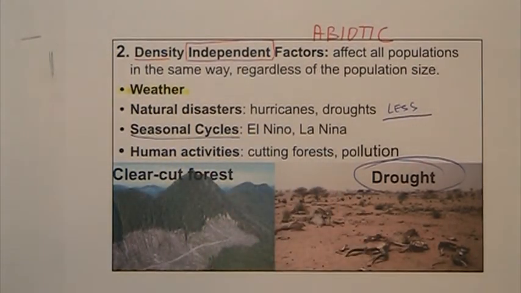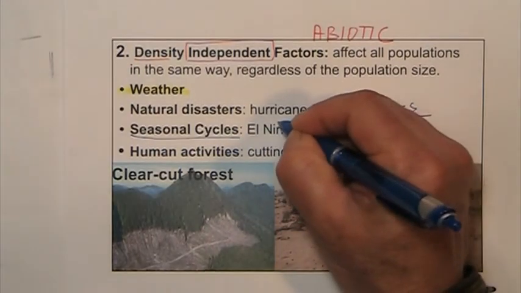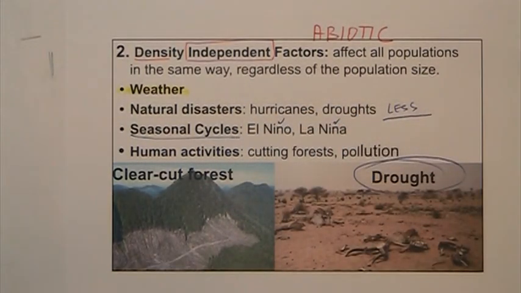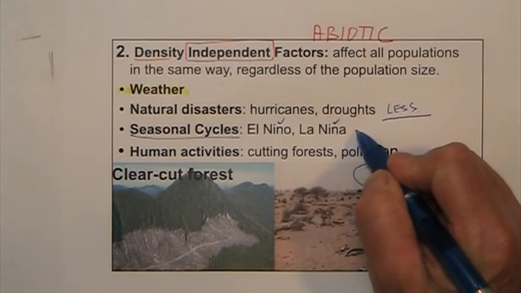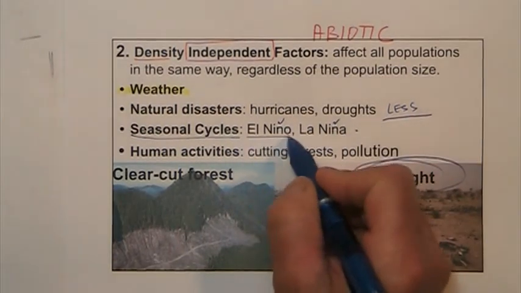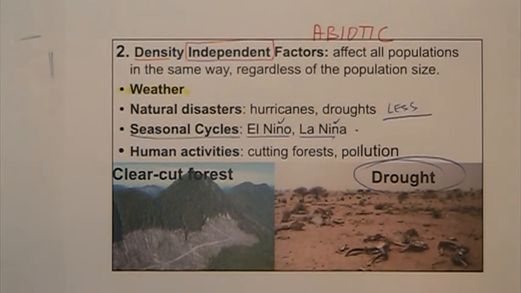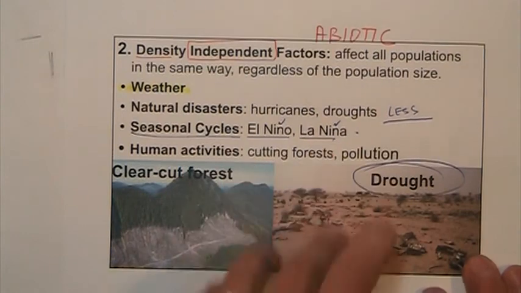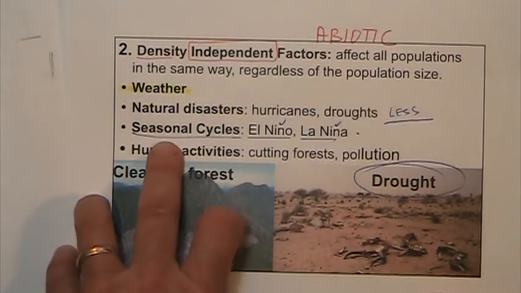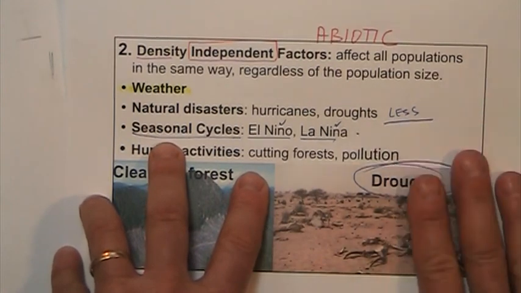We have seasonal cycles like El Niño and La Niña. Ooh, missing our ñes. El Niño and La Niña. And these are oceanic weather patterns that affect the climate on land. And so when we have either El Niño or La Niña, that means that at least in the United States, in North America, we are going to have a much wetter year or a much drier year. And it's not usually years. These cycles are about 3 or 4 years at a time. So when you are under El Niño, you get more rain, more weather instability. La Niña is kind of the opposite. But again, this affects all organisms.